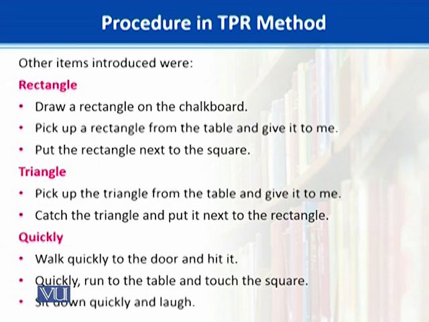In the same way, if the teacher wants to introduce the linguistic item triangle, the teacher can use different commands such as pick up the triangle from the table and give it to me. Catch the triangle and put it next to the rectangle. So, these are all the imperatives or commands to which the students or learners have to respond physically. Now, for example, if the teacher wants to introduce the linguistic item quickly, the imperatives can be: walk quickly to the door and hit it. Quickly run to the table and touch the square. Sit down quickly and laugh. And the teacher, of course, can generate more examples like this.